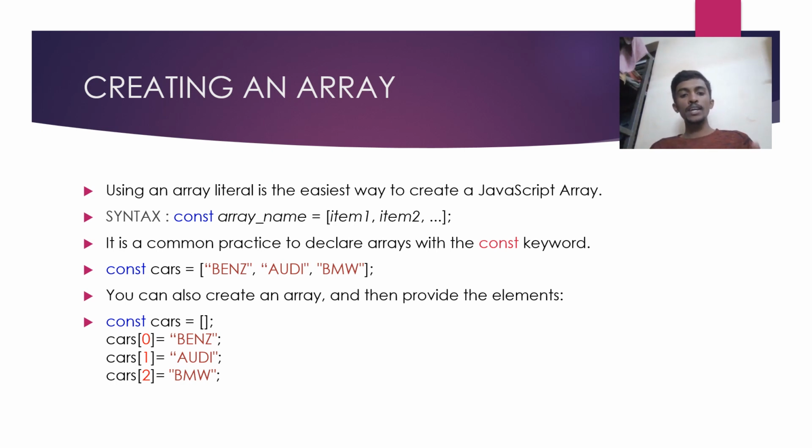Now we can easily fetch those cars by giving the index numbers, like cars[0]. At position 0 we have Benz, at position 1 we have Audi, and at position 2 we have BMW. So like this, by using the index values we can easily fetch the data from the array.